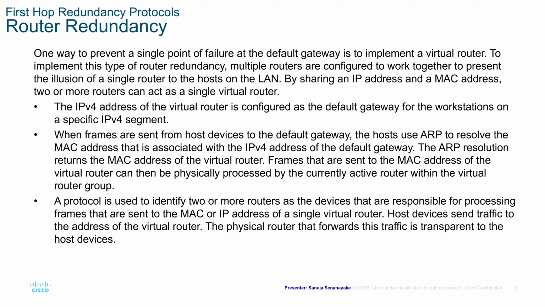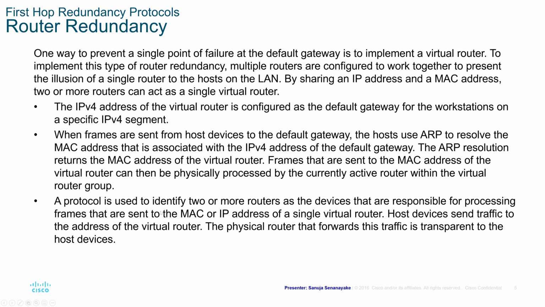The frames that are sent to the MAC address of the virtual router can then be physically processed by the currently active router within that virtual router group. So basically, a bunch of routers are working together as a single router and creating that illusion of a single router by having that virtual router, virtual MAC address, and IP address associated with that virtual interface.